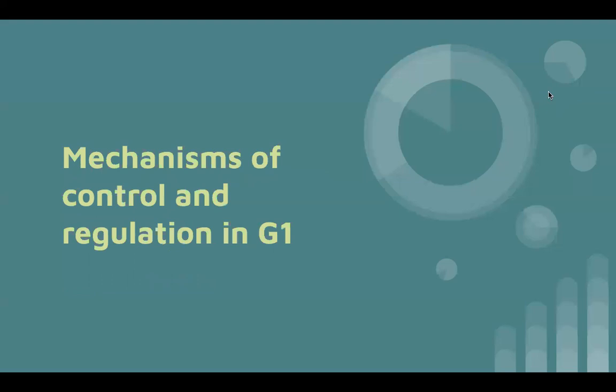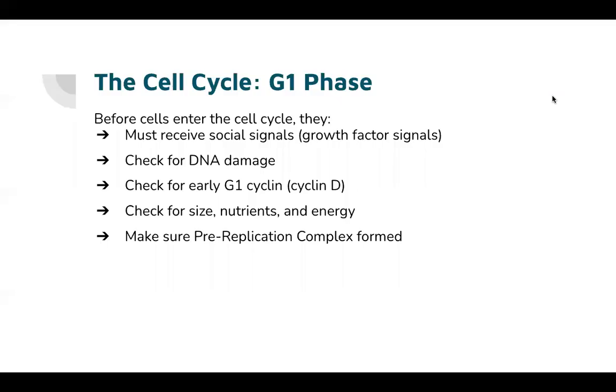So first we'll start off with mechanisms of control and regulation in G1. Here's a little overview of G1. Before the cells enter the cell cycle, they have to receive signals for growth. They have to check for DNA damage. They have to check for cyclin, and then they also have to make sure they have all the energy, nutrients, and size requirements to continue on. They also have pre-replication complexes formed, which we will go into more detail now.